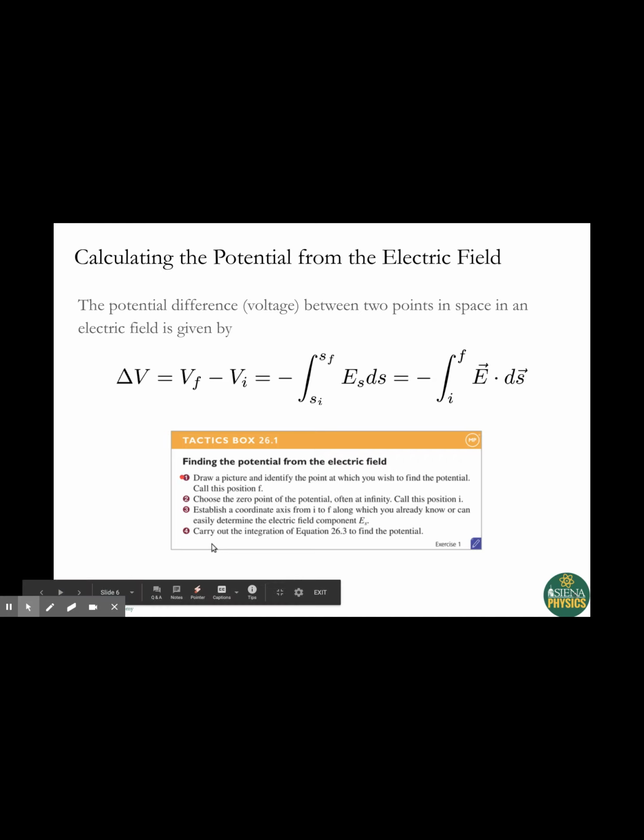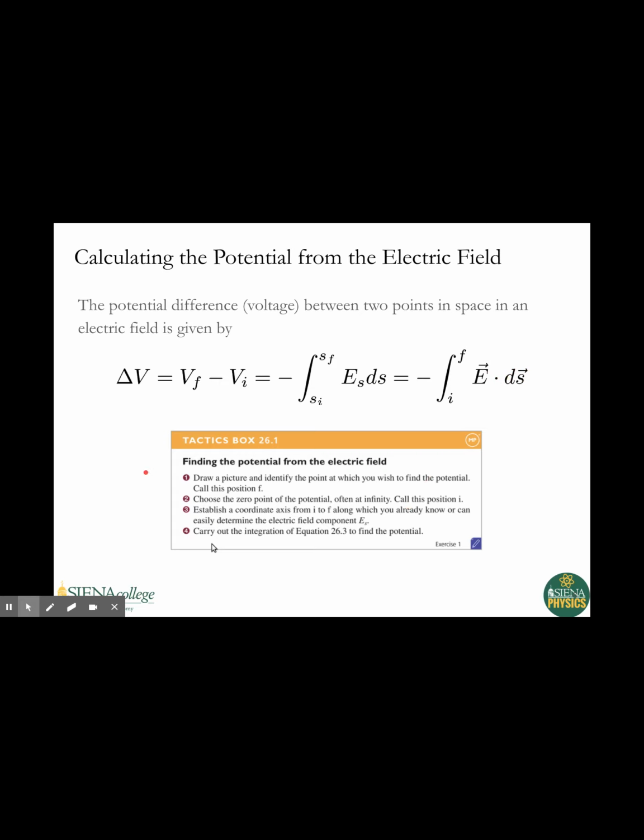To calculate the potential from the field, I have the same equation: delta V is equal to V final minus V initial, and that's equal to the negative of the integral from the starting position to the final position of the component of the field that's in the same direction as the change in position. And how do I go about calculating the potential from the field?